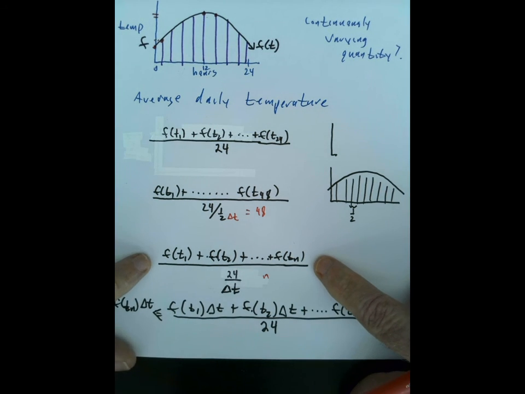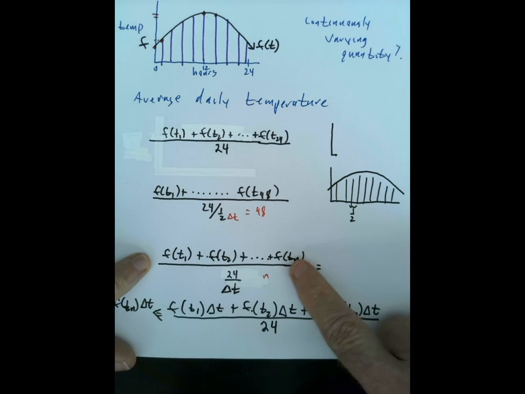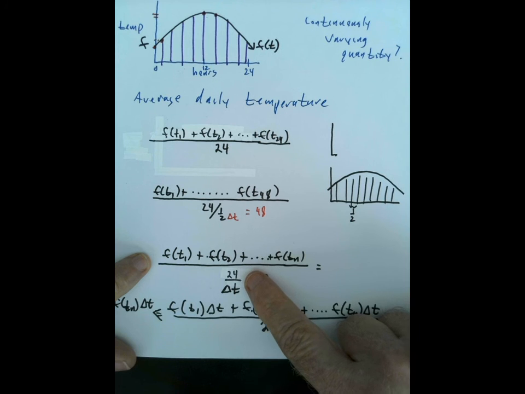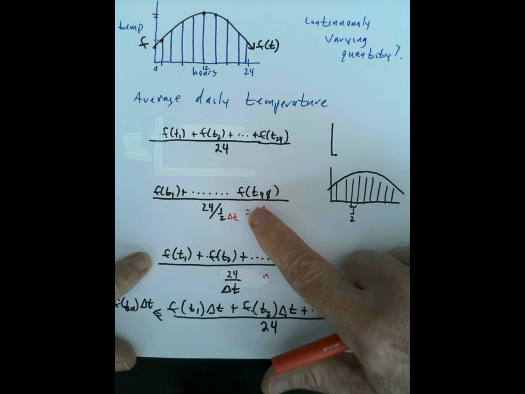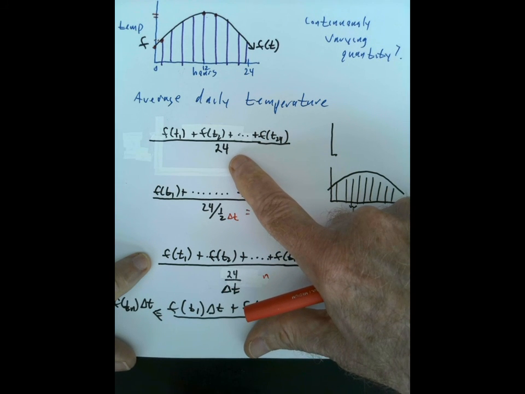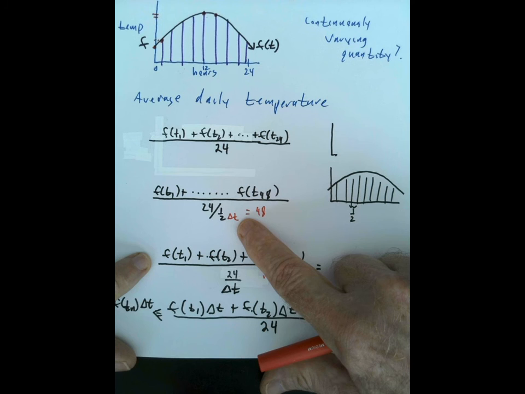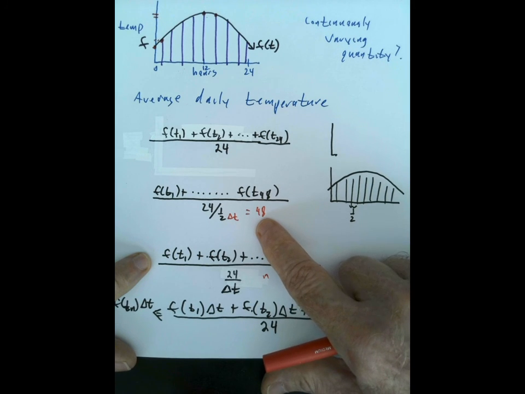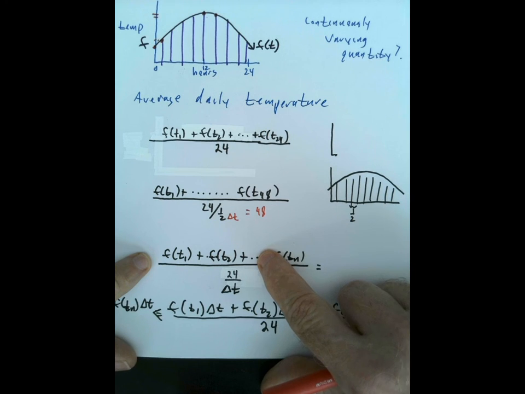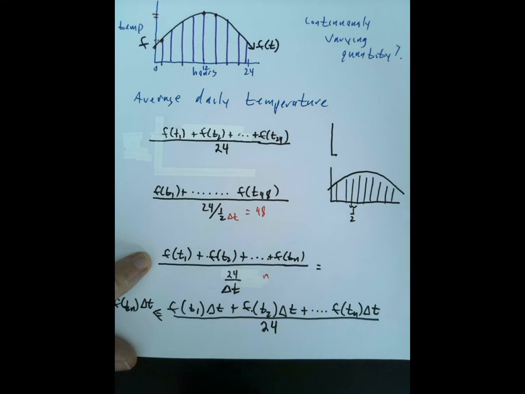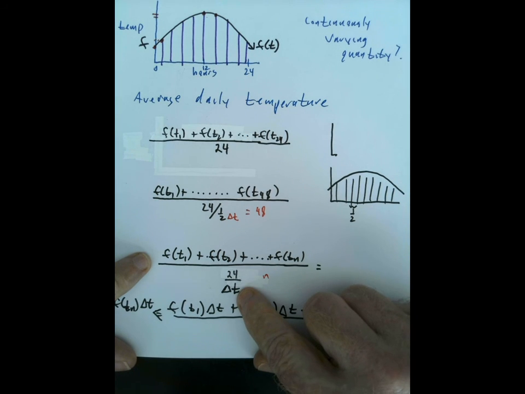Actually right here, we're adding up all of our temperatures, right? And then we're going to divide by whatever 24 divided by delta t was. Because in the case of every hour, we just divided by 1. In the case of every half hour, we divided by 1/2 and got 48 intervals. If we did it every 15 minutes, that would be 1/4 of an hour, so we would divide by 1/4, right?